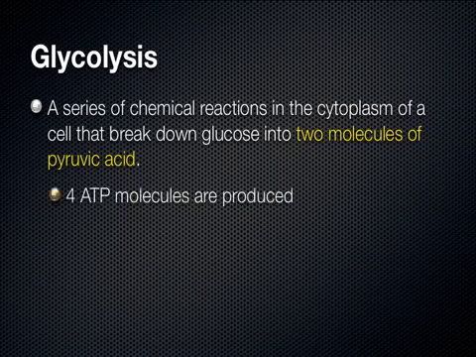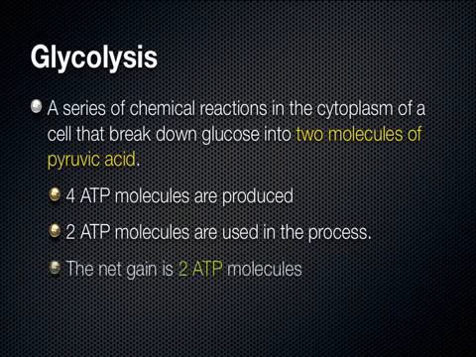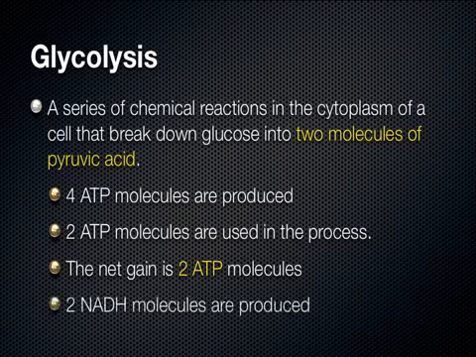4 ATP molecules are produced in this process. Okay, so 4 molecules of adenosine triphosphate produced in this process. However, the process uses 2 molecules of ATP to get started. So if we're making 4, but we're using 2, what's the net gain? 2. So we have a net gain of 2 ATP molecules, and we're also producing 2 molecules of NADH.